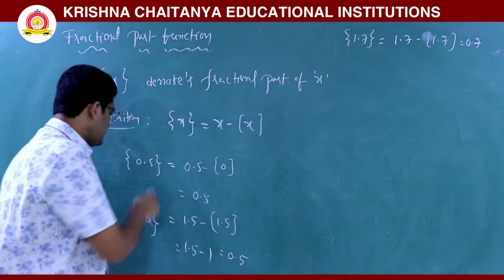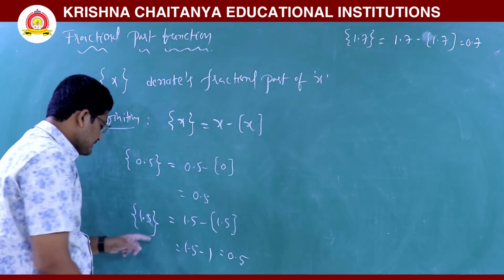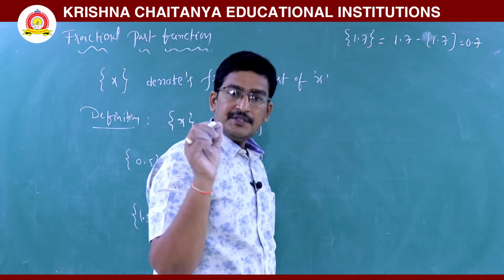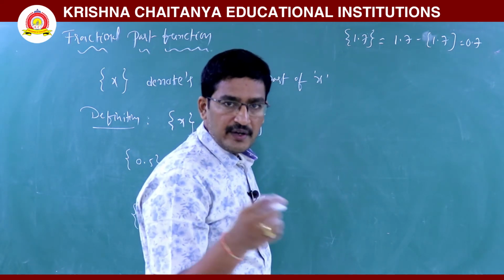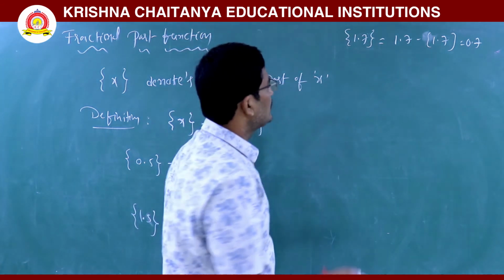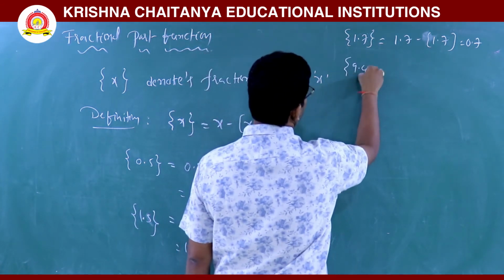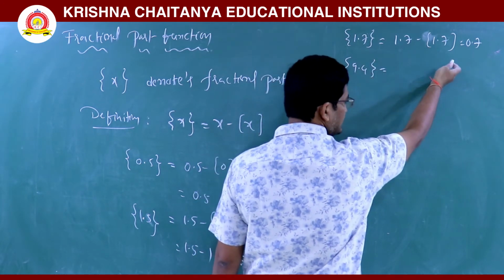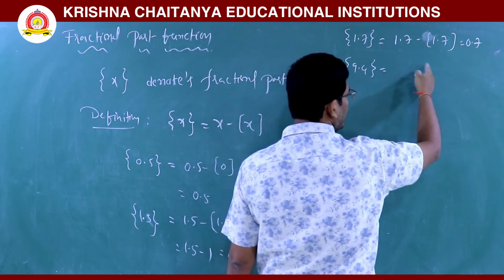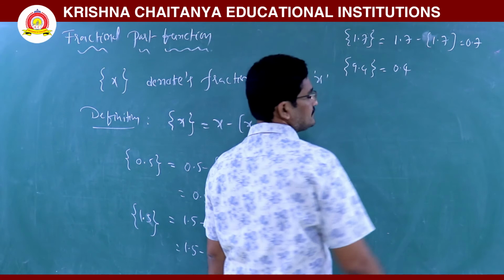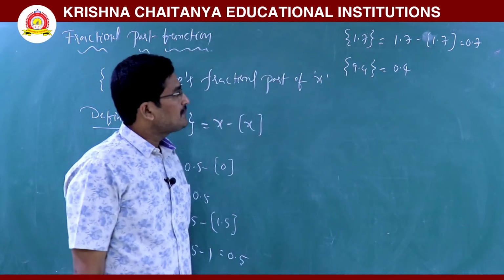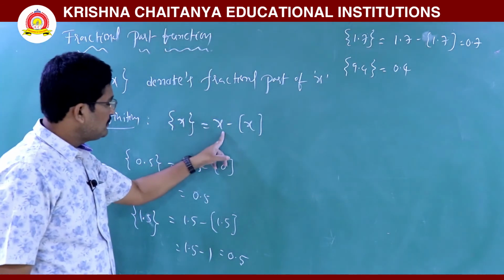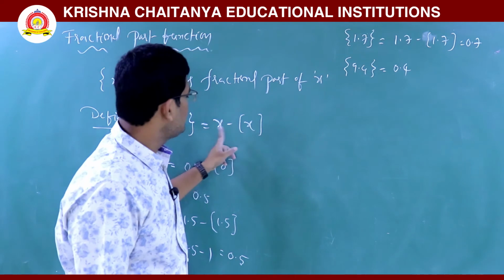Fractional part of 0.5 is 0.5. Fractional part of 1.5 is 0.5. Fractional part of 3.6 is 0.6. Fractional part of 9.4 is 9.4 minus step of 9.4, that means 9.4 minus 9, which is 0.4. Fractional part of 9 is 9 minus step 9, so 9 minus 9 is 0.